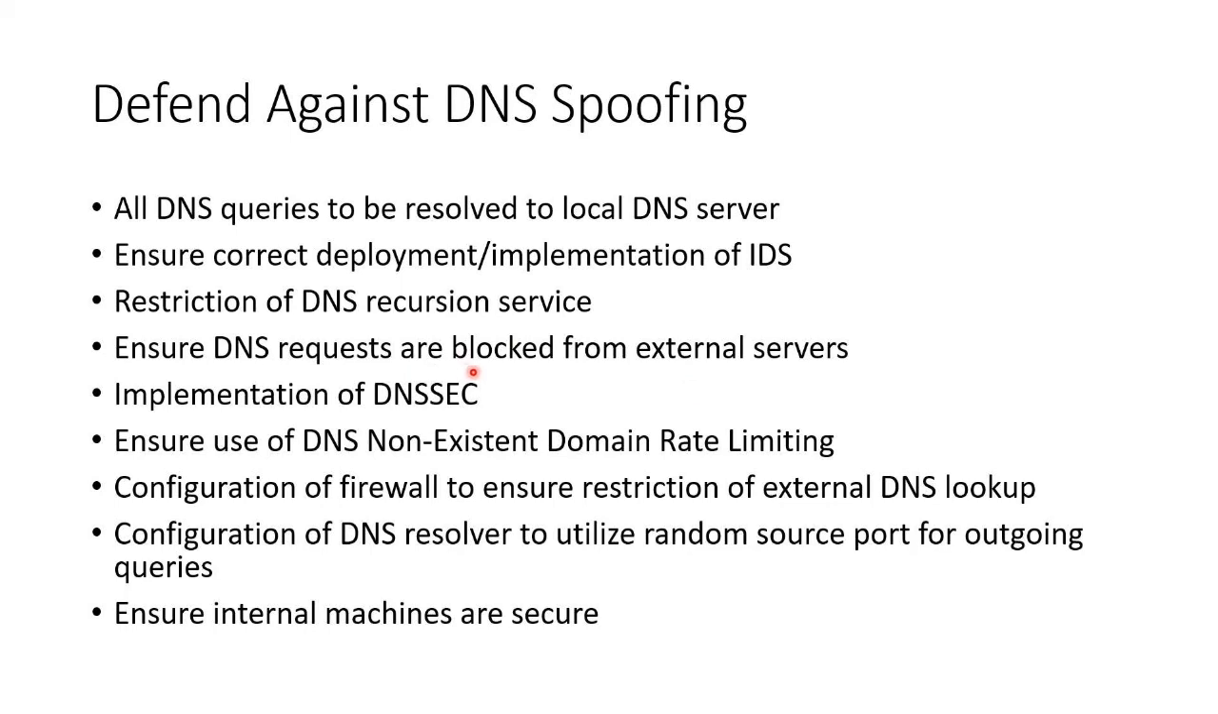Implement that digital signature thing, DNSSEC. Make sure that you've turned on non-existent domain rate limiting. This is a little thing you can set in DNS. Configure the firewall to ensure restriction of external DNS lookups. In other words, don't let people go out on the internet to look up something that your local server can tell them. Of course, though, if we can compromise the local server, that's not good either. Configure the DNS resolver to use random source ports for outgoing queries and make sure the internal machines are secure. There are tools that will watch for cache pollution on DNS servers. So that is what we need to know about DNS attacks.